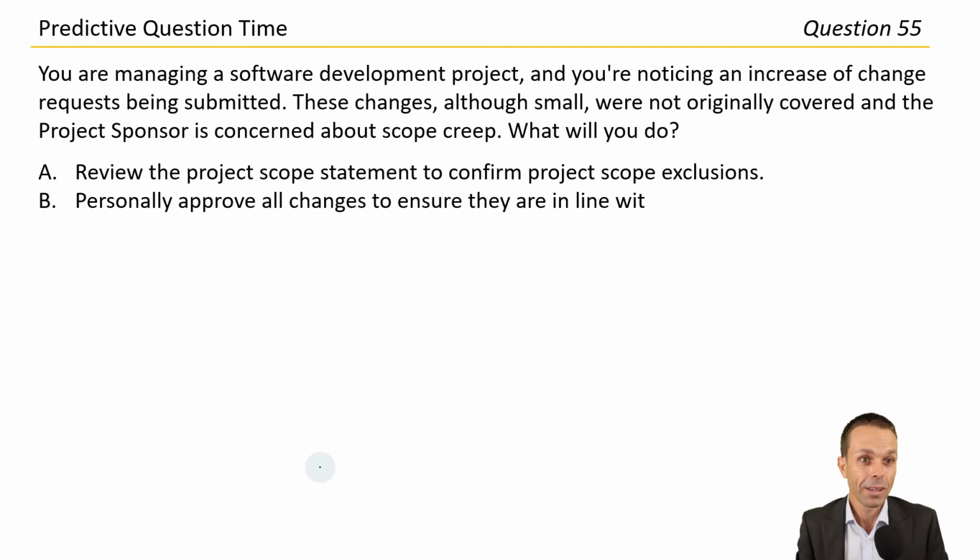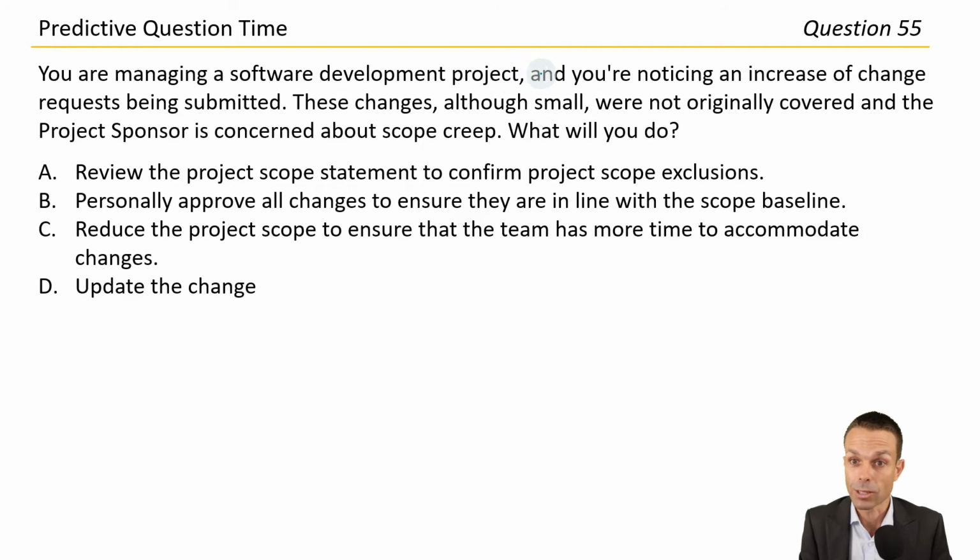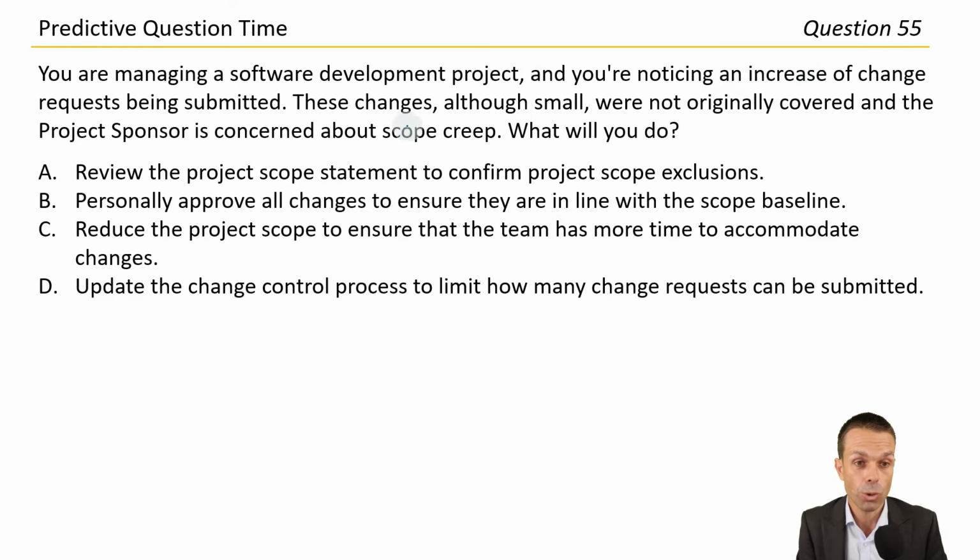Keep going. You're managing a software development project and you're noticing an increase of change requests being submitted. These changes, although small, were not originally covered, and the project sponsor is concerned about scope creep. What are we going to do? Do we review the project scope statement to confirm project scope exclusions?